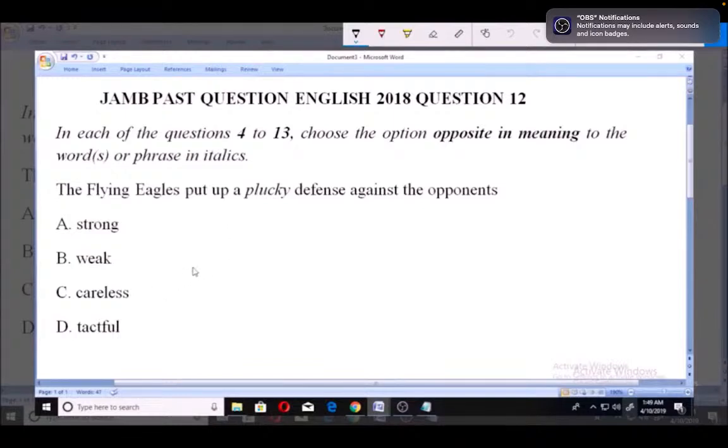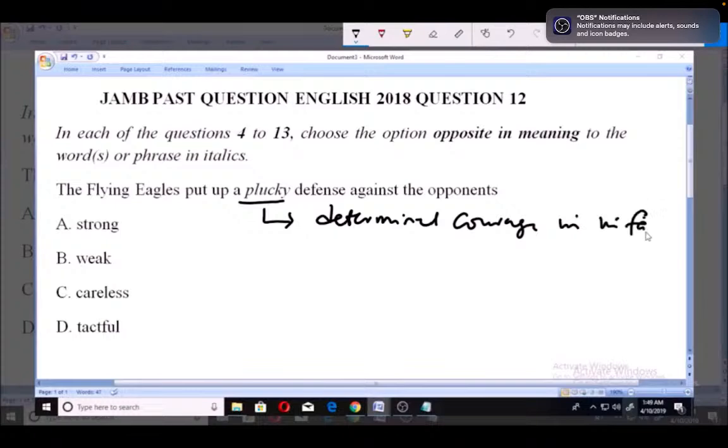Plucky. Now, for us to get this in perspective and be able to understand this, we need to know the definitions of the various words. So the word we are considering is plucky. What is the meaning of plucky? Plucky simply means having or showing determined courage in the face of difficulties. So when someone has courage in the face of difficulties, we say that that person is plucky.